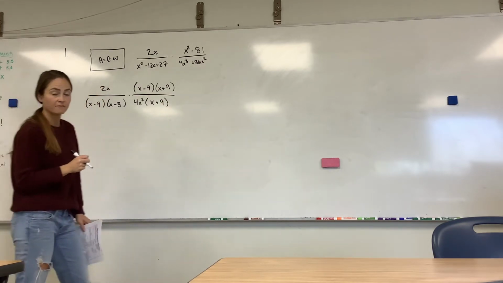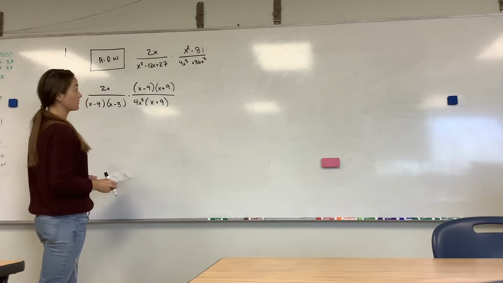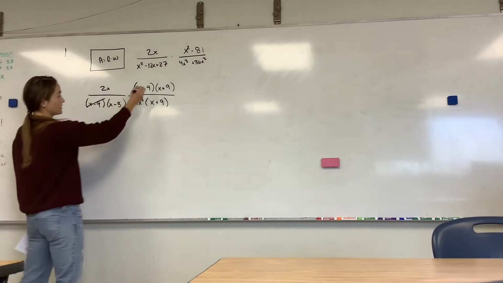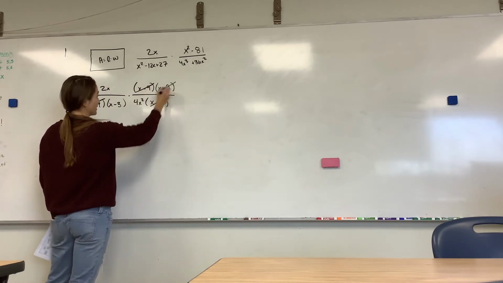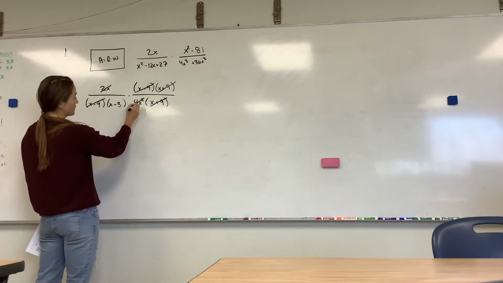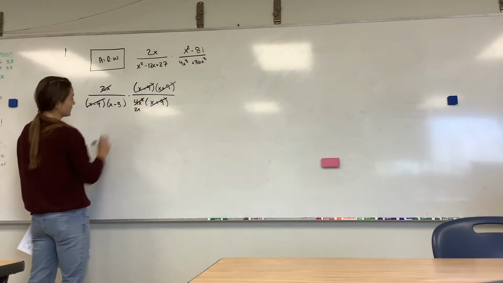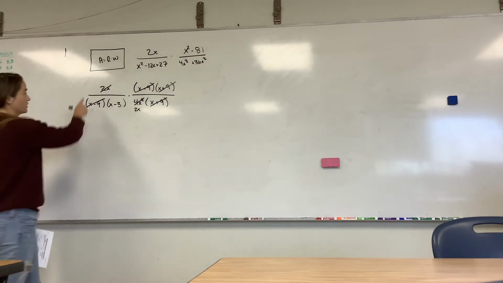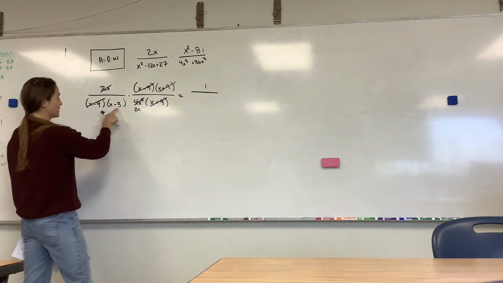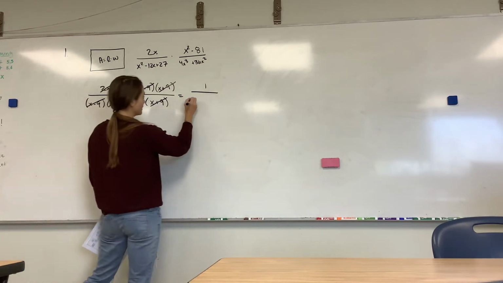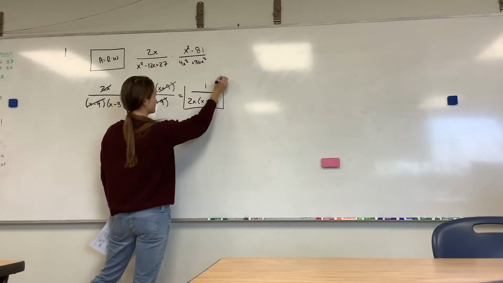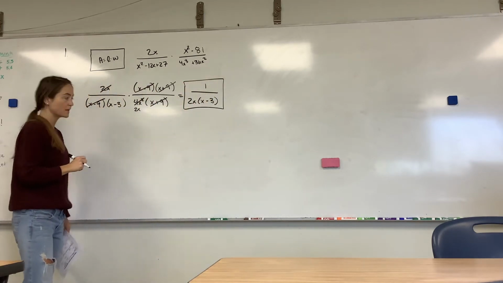Once it's simplified and factored out as much as you can, you're allowed to start canceling. All the terms are multiplied together, which means that it is allowed to cancel. This 2x will cancel with this, and you get a 2x left. So across the top, everything canceled out, and I'm left with a 1. Across the bottom, I have a 2x times the quantity x minus 3. Bingo.